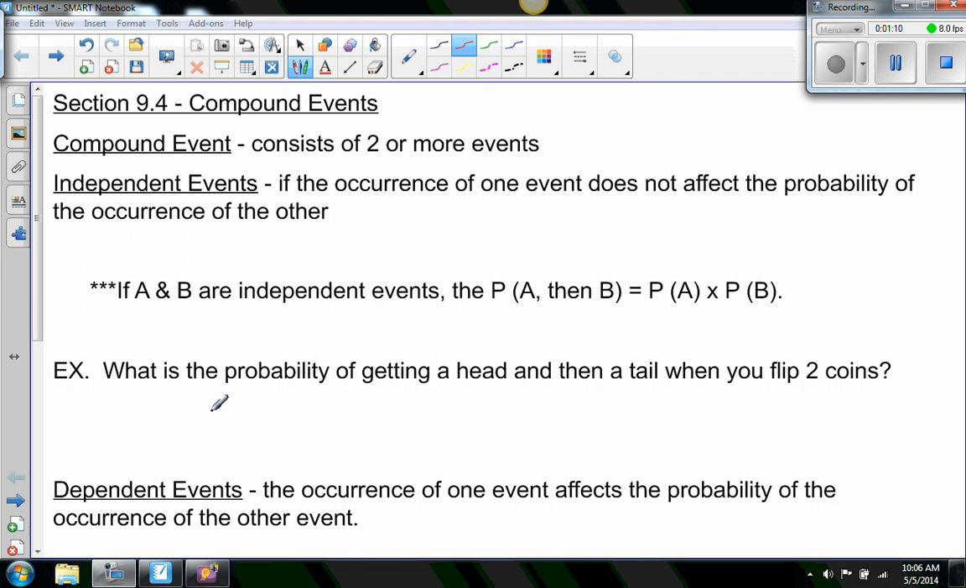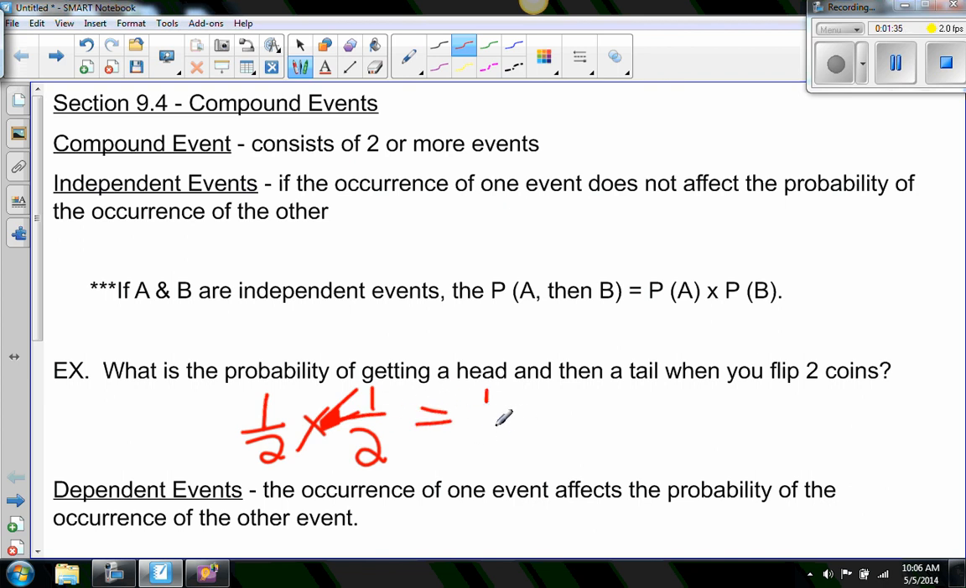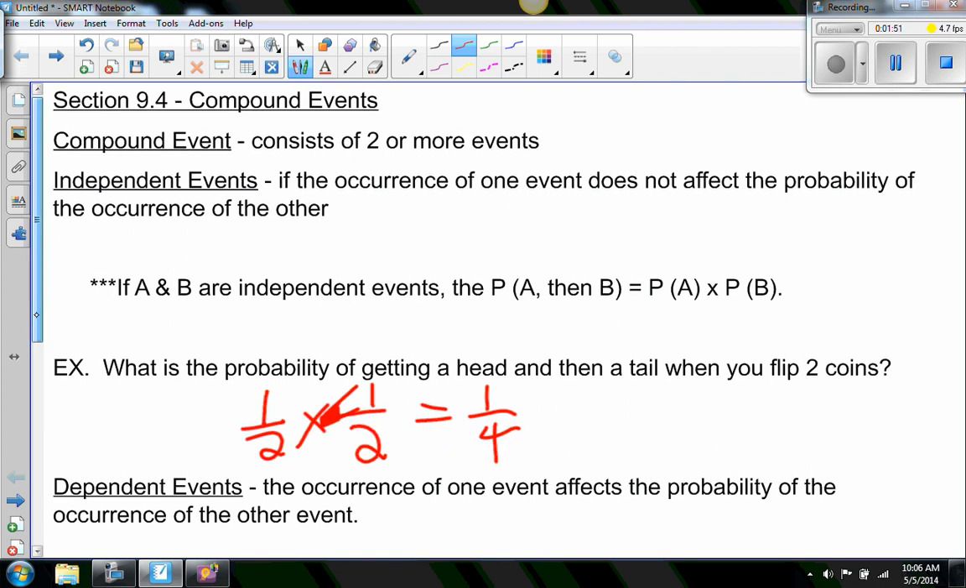So the probability of getting a head the first time is 1 out of 2. And the probability of getting a head the second time, again, is 1 out of 2. Then I just go ahead and multiply it. So I get a 1 in 4 chance that I'm going to get a head and then another head. Again, they have nothing to do with each other. They are independent. If I flip another one, it's another 1 in 2 chance, right? Because when you flip a coin, it's not affecting what you get next.